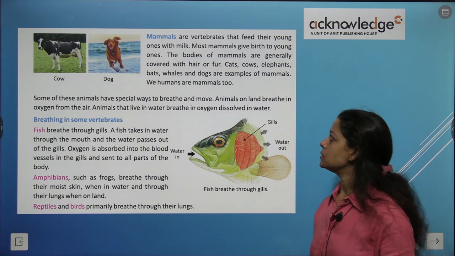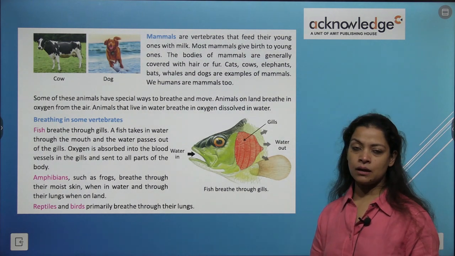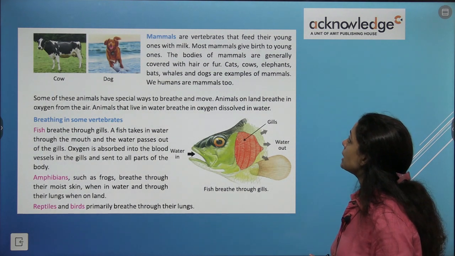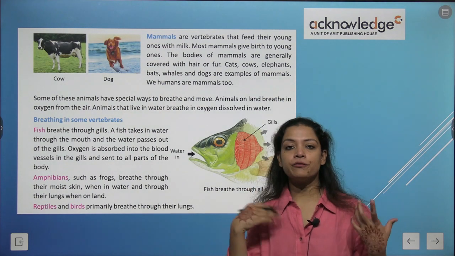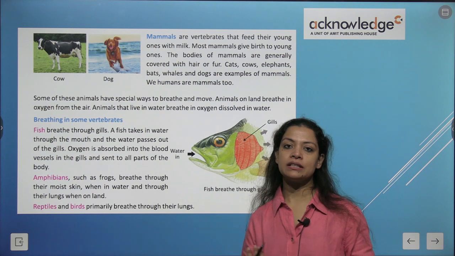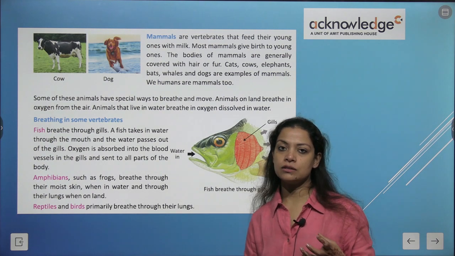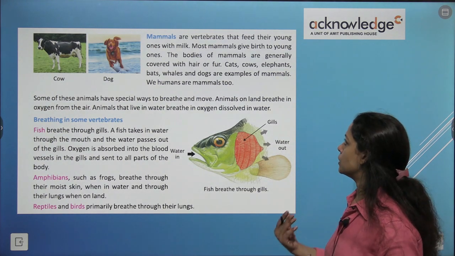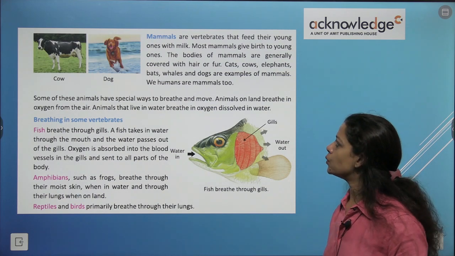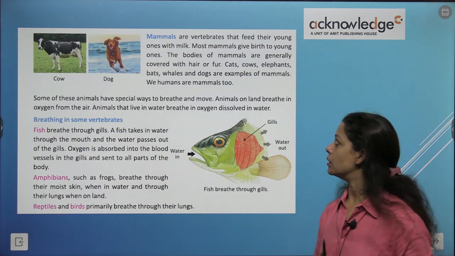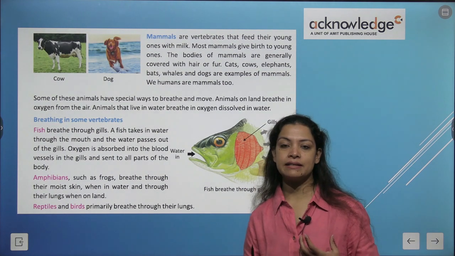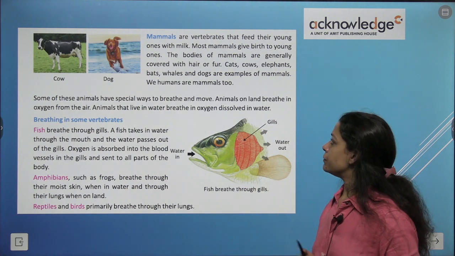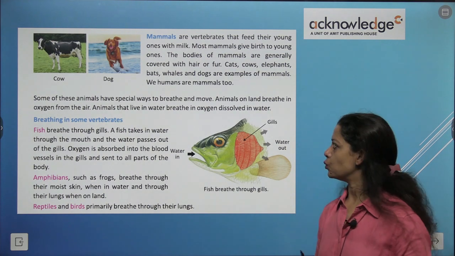Coming to mammals. These animals are vertebrates and they feed their young ones with milk. Mammals give birth to their babies and feed them milk. The bodies of mammals are generally covered with hair or fur. Cats, cows, elephants, bats, whales and dogs are examples of mammals. Humans are mammals as well.